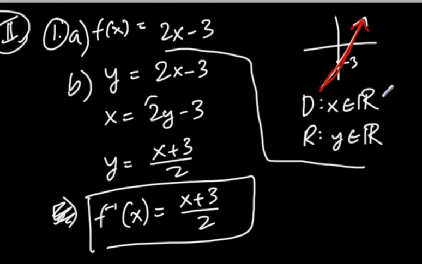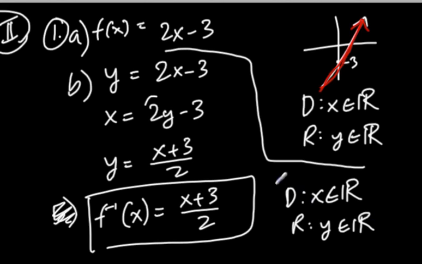But since they're both elements of real, the domain and range of this inverse function is also going to be the same. We don't even have to sketch it, but we will in the next question. So basically this is part C, and this is the domain and range of the inverse function. And finally, sketch both f of x and f inverse on the same graph.